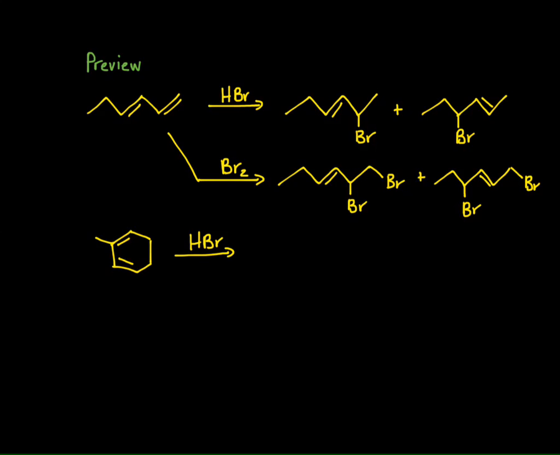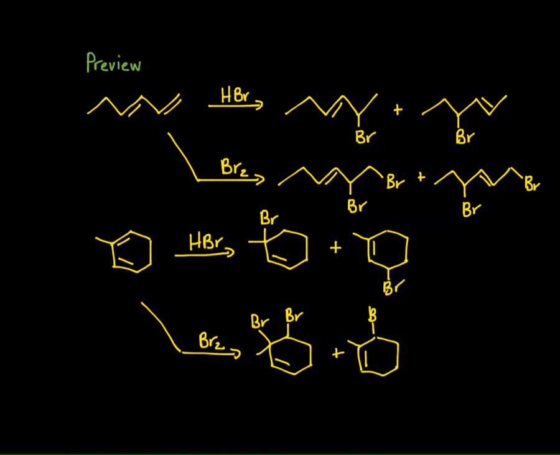Now the question is, well, what happens when you go from an acyclic conjugated diene to a cyclic conjugated diene? So here I have 2-methyl-1,3-cyclohexadiene, and it's reacting with HBr. And of course, we still get the two products, both 1,2 addition and 1,4 addition. Likewise, if I react this with bromine, I get a 1,2 and a 1,4 addition. And so we see that the cyclization of conjugated dienes doesn't really affect the reactivity of them.